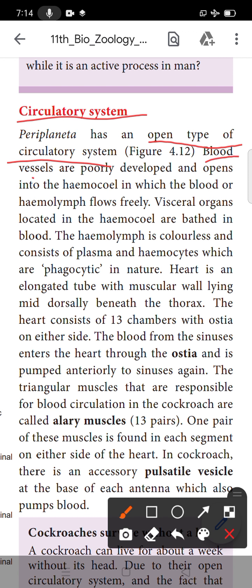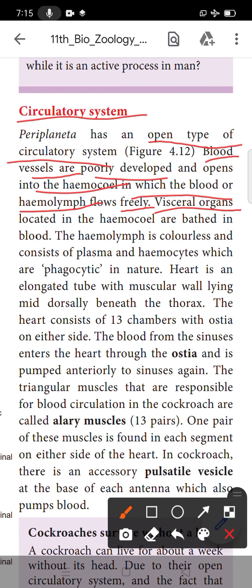The blood vessels are poorly developed and open into the hemocoel, in which the blood or the hemolymph flows freely. So the blood vessels of Periplaneta americana are not well developed. The blood color is colorless. So the blood vessels are poorly developed and open into the hemocoel, in which the blood or the hemolymph flows.